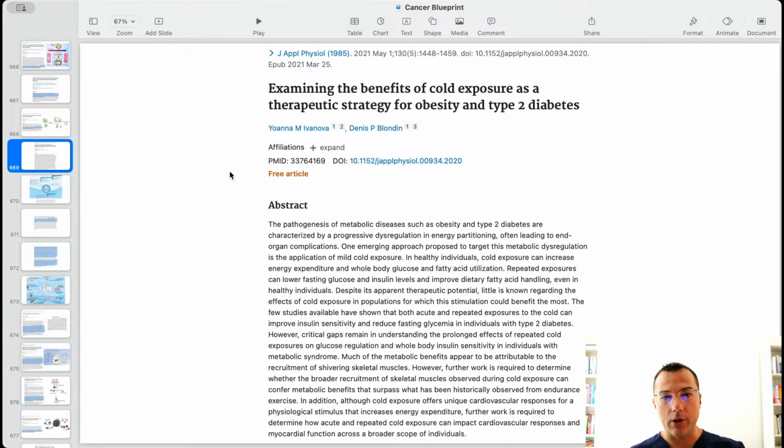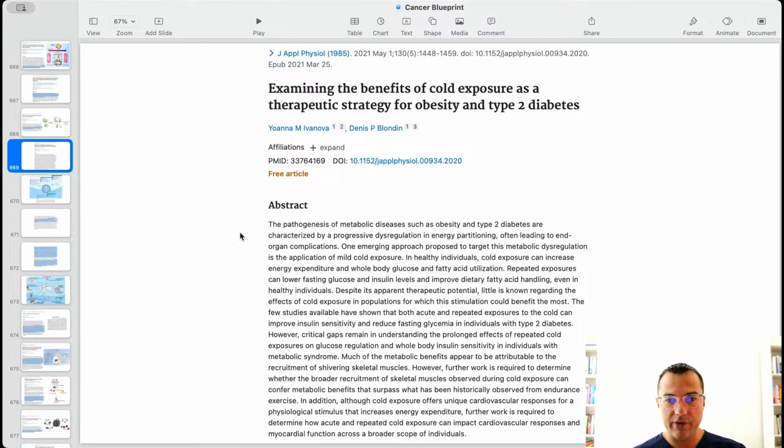So this is a paper that I pulled from the Journal of Applied Physiology in 1985. And it says here, the examining of benefits of cold exposure as a therapeutic strategy for obesity and type 2 diabetes. And it says here that the pathogenesis of metabolic diseases such as obesity and type 2 diabetes are characterized by a progressive dysregulation and energy partitioning, often leading to end-organ complications. One emerging approach proposed to target the metabolic dysregulation is the application of mild cold exposure.